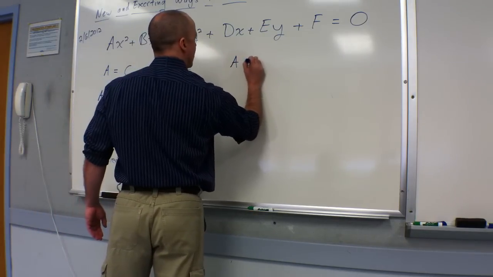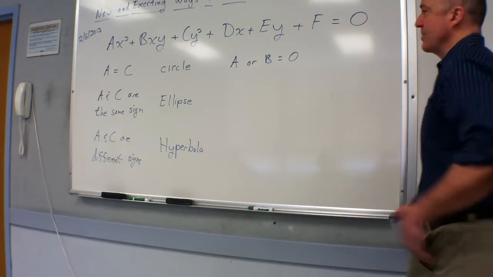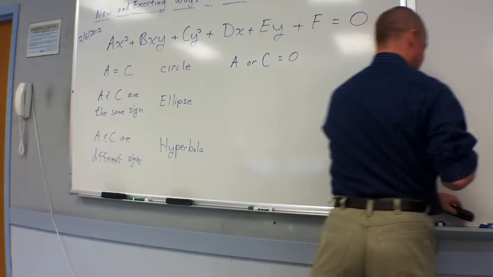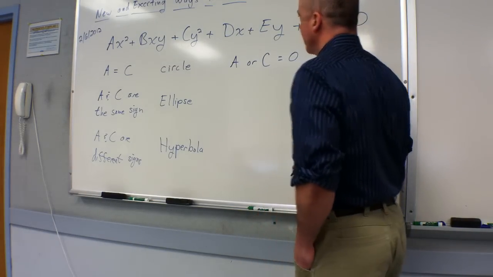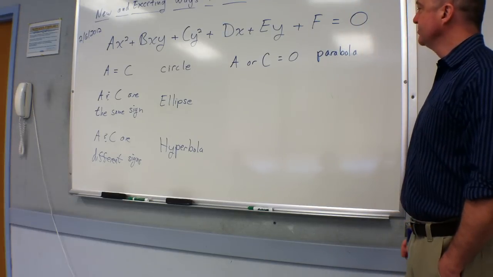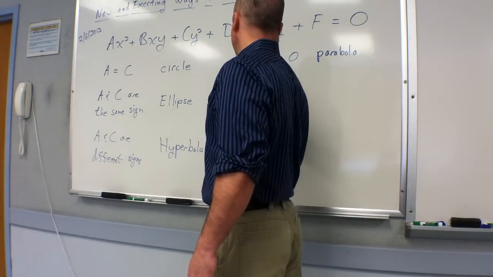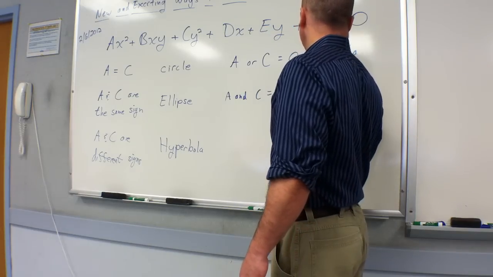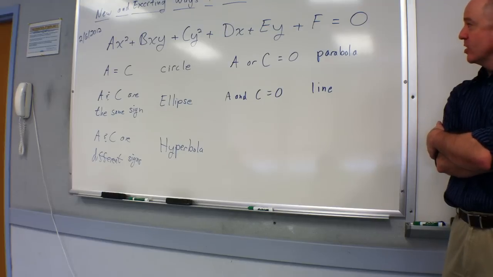If A or C equals 0, then what do we have? I'm sorry, I've been using these, not B, C. Joe, you got me thinking about C. Is it a parabola? Yes, then it's a parabola. And then if A and C are 0, which we didn't cover before, you would actually have a line. Because if all you have is x and y and a number, you're going to be able to rearrange it into slope-intercept form, or it'll be in standard form actually.